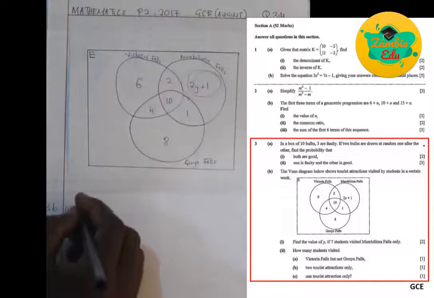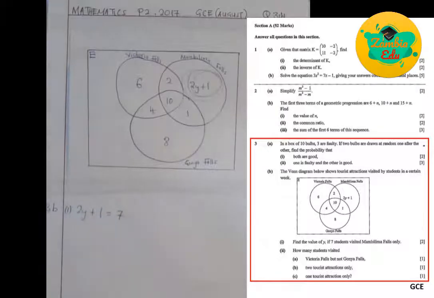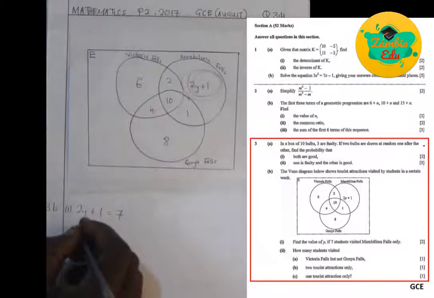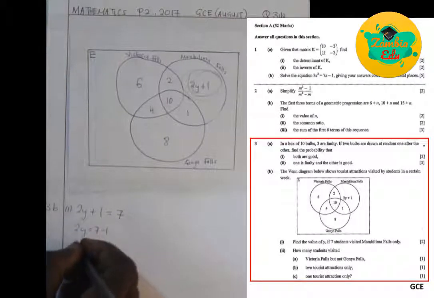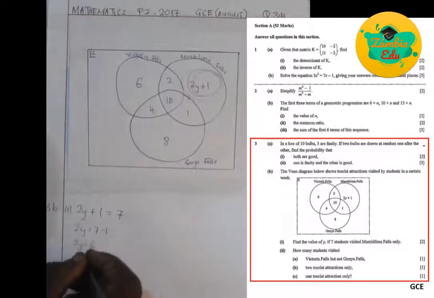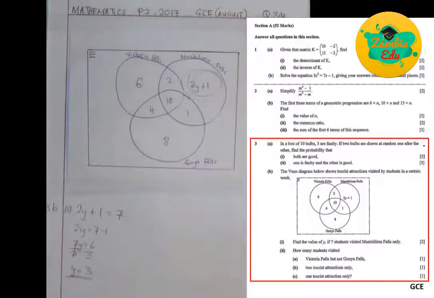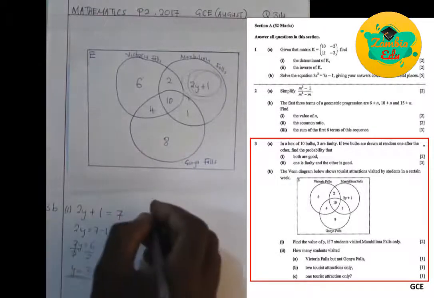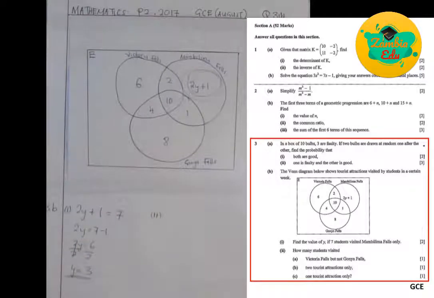So what we do is 2y plus 1 is equal to 7. That's the total that they've given us. Therefore, we group the like terms. 2y is equal to 7 minus 1. 2y is equal to 6, over 2, over 2. y is equal to 3. That's the value of y. We go to part 2 of question 3b.